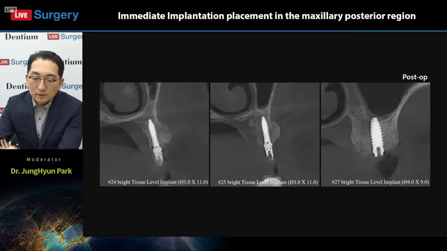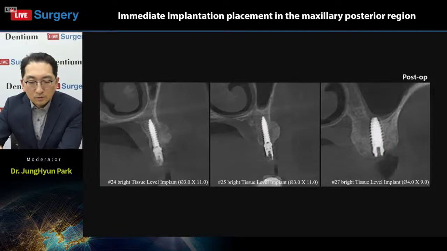This is the post-operative CT. At 24 and 25, we placed the Bright Implant with a 3 mm diameter. Thin and strong fixtures are advantageous in areas with thin bone like this. Thin implants are usually made in one-body implant form, which is disadvantageous in terms of prosthetic options. Whereas the Bright Implant is thin, but comes in a two-piece form, so there is no disadvantage in prosthetic method.